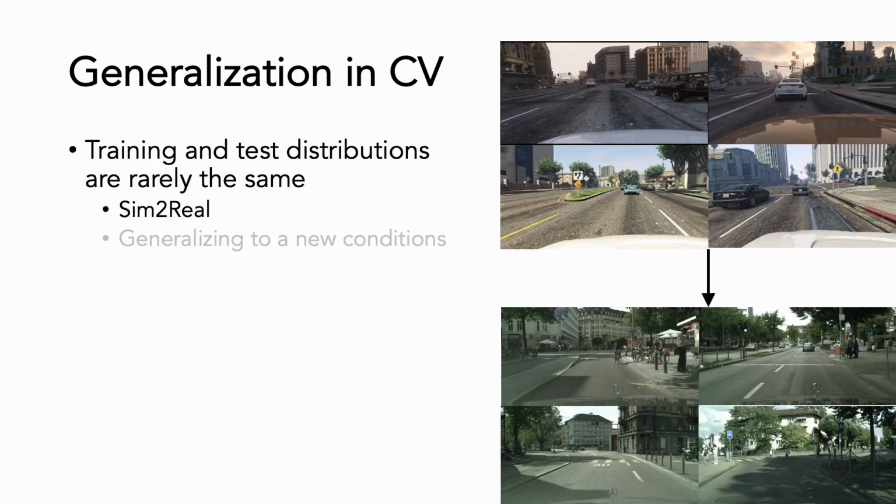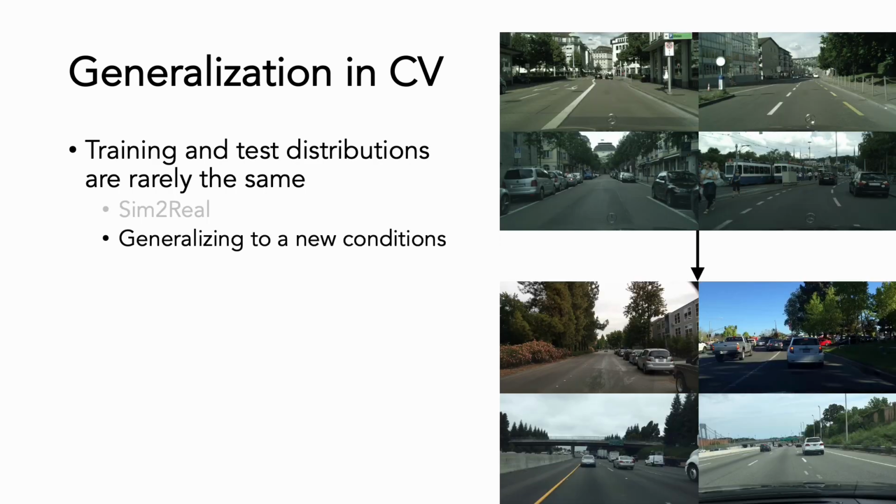When training neural networks, it is impossible to train the model on the exact distribution that the model will be evaluated on. Models need to be able to generalize to novel test distributions, such as going from training in simulation to real natural images, as we can see here.